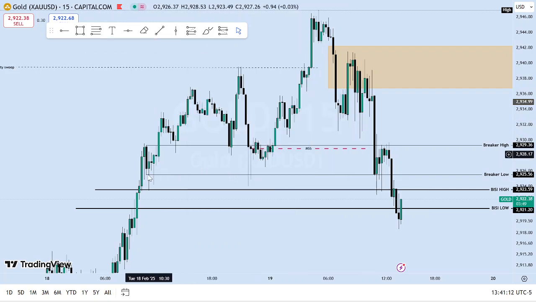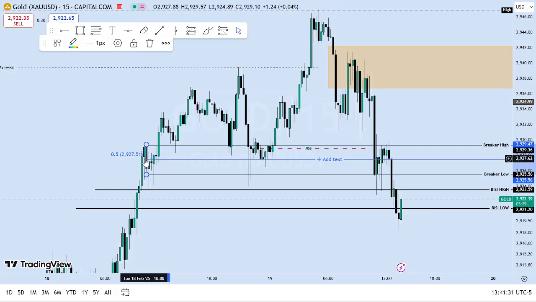You get the 50% of this breaker, just like you get the 50% of any inefficiency. Use your Fibonacci. You anchor it as a bearish breaker, from the high to the low. At that line, the 50%, that's the consequent encroachment. You can see the price reaction there. Half of it is acting as a major support level. That's the 50% of this breaker.